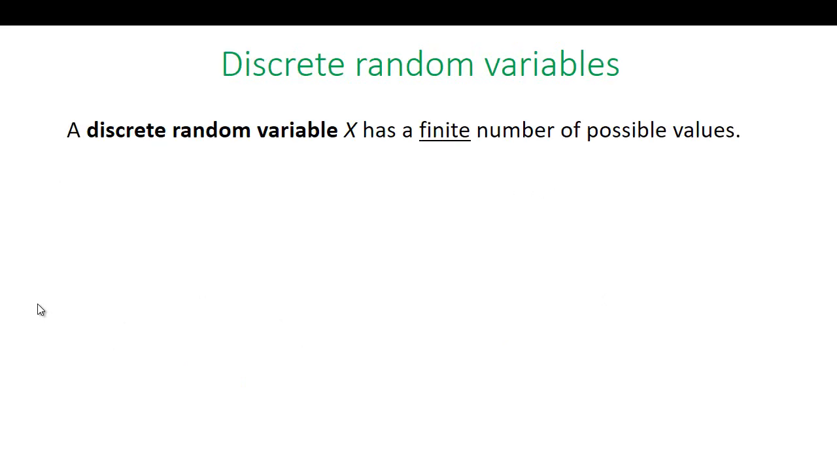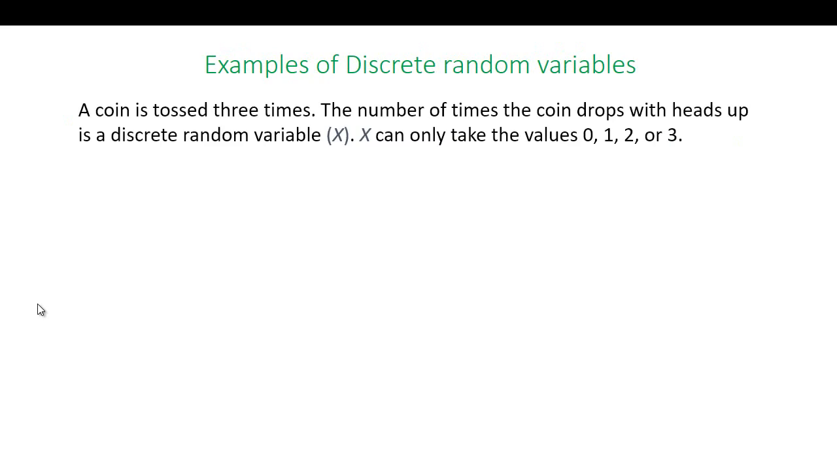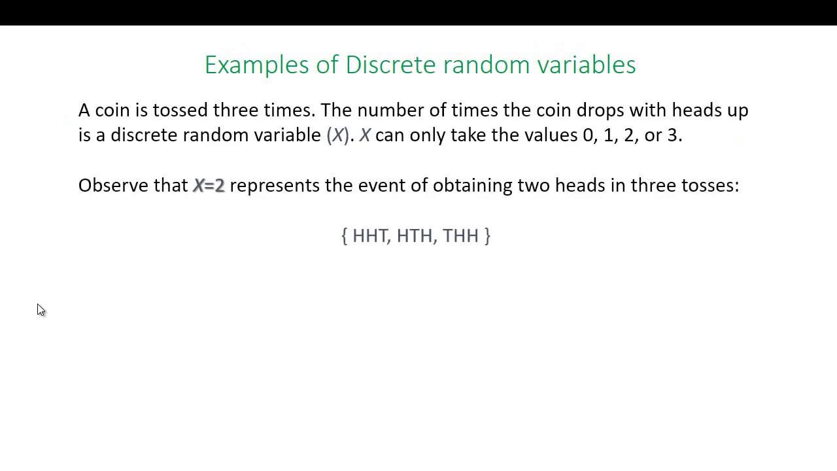And we say that a random variable is discrete if it has a finite number of possible values. The example that we just looked at is an example of a discrete random variable. That is, if I toss a coin 3 times, and x is the number of heads, then that's a discrete random variable because it has finitely many values.